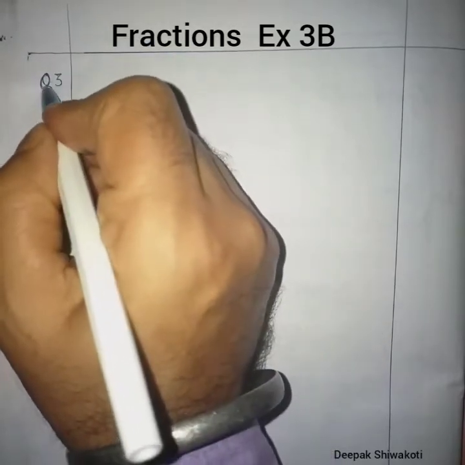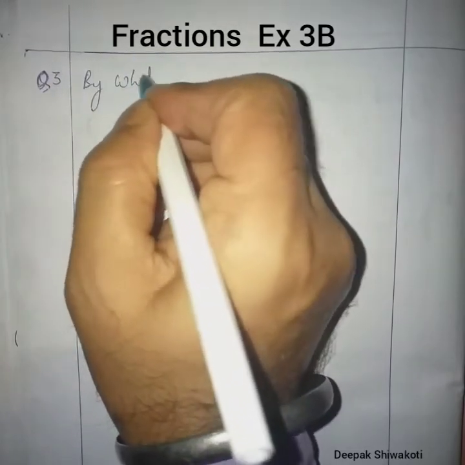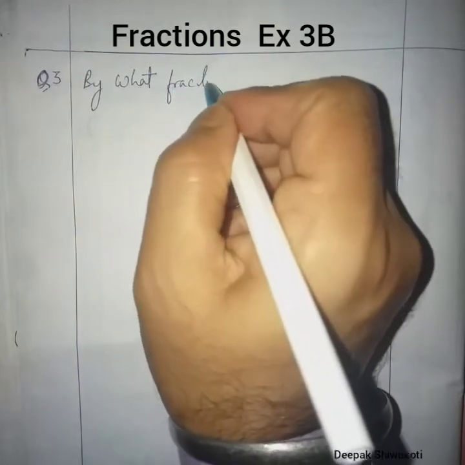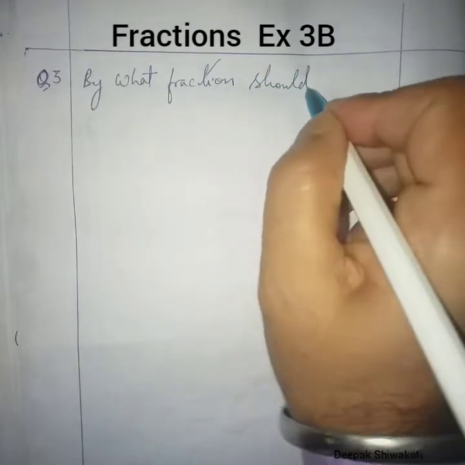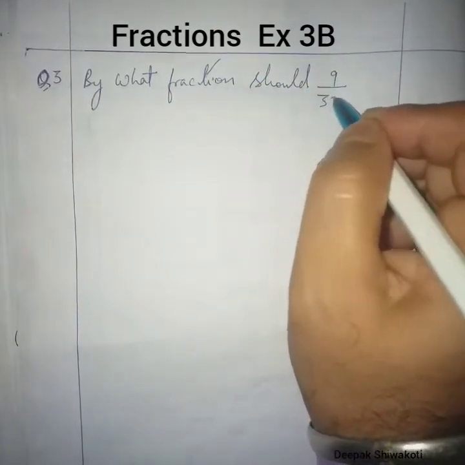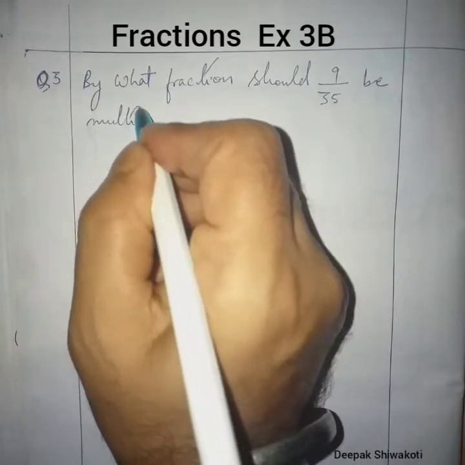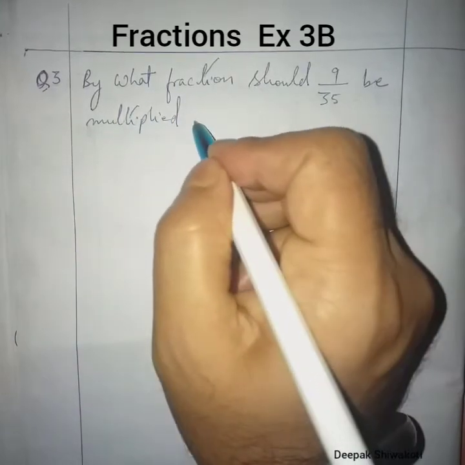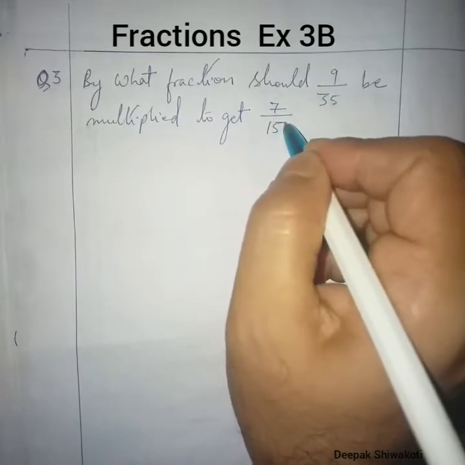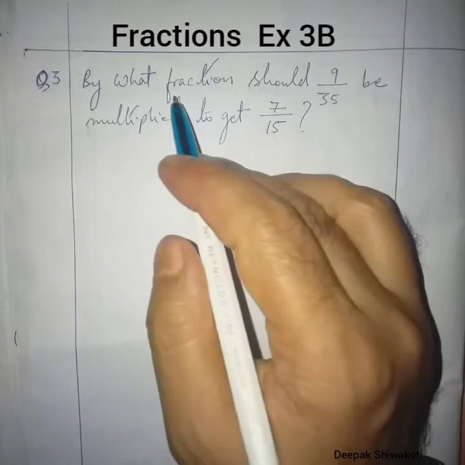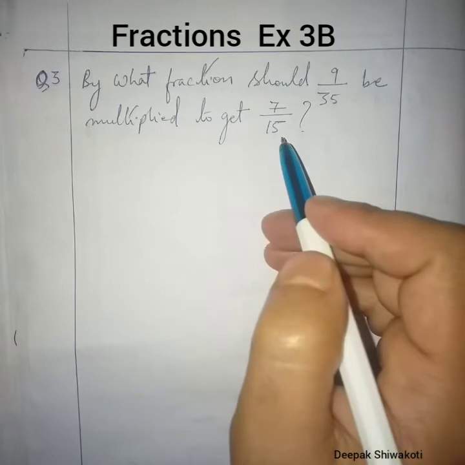Question number 3: By what fraction should 9 by 35 be multiplied to get 7 by 15? Okay, by what fraction should 9 by 35 be multiplied to get 7 by 15?